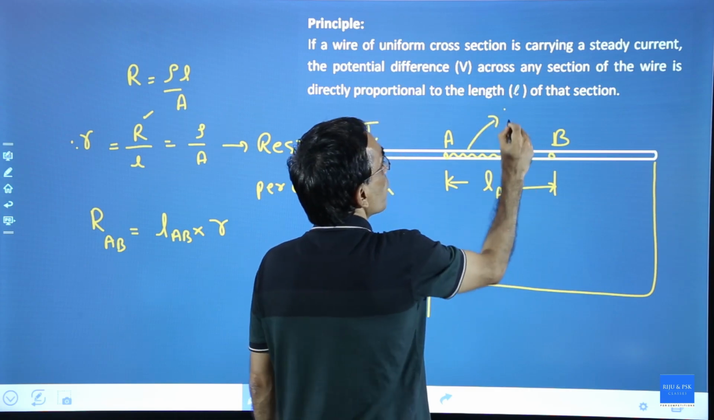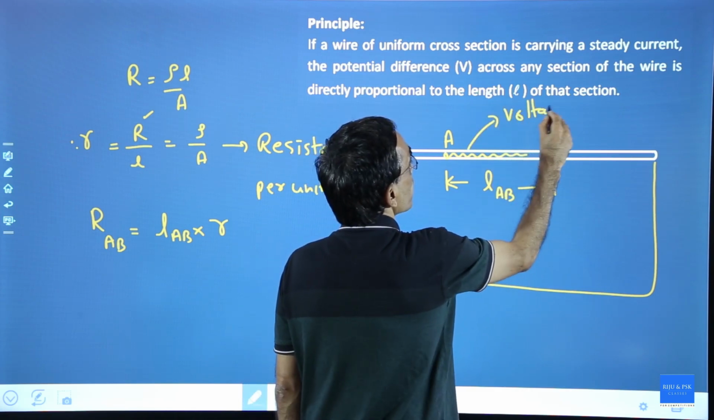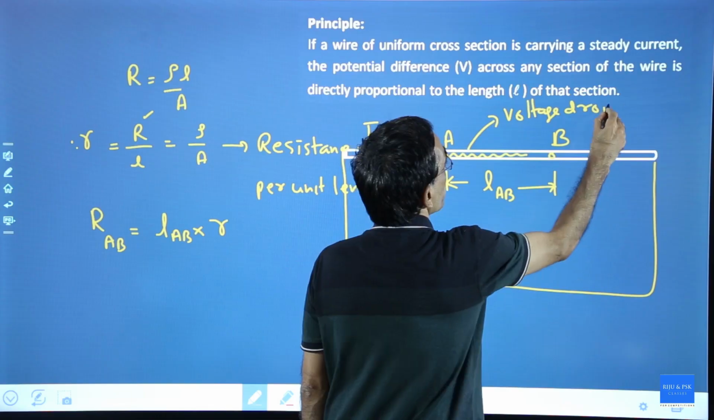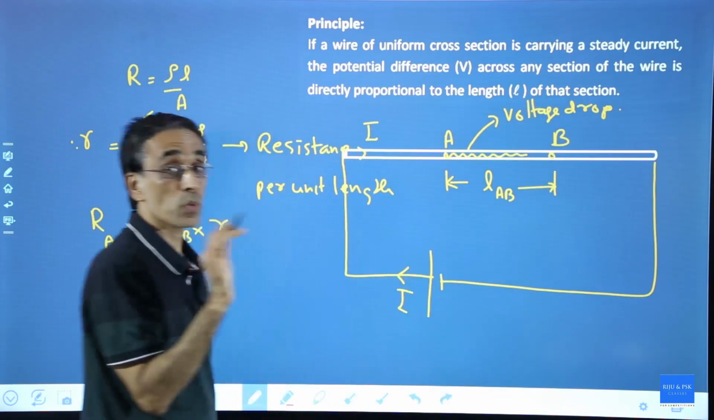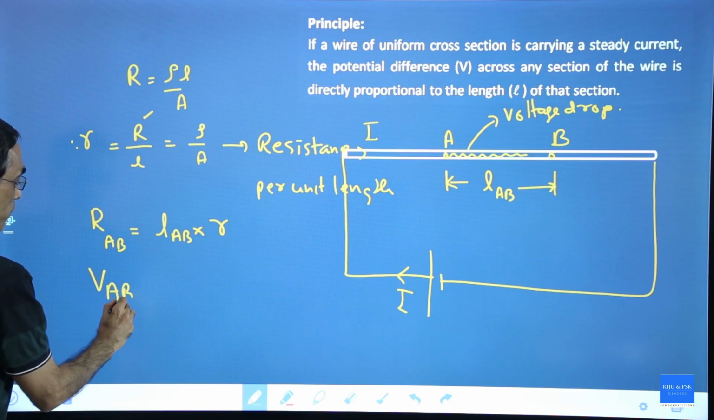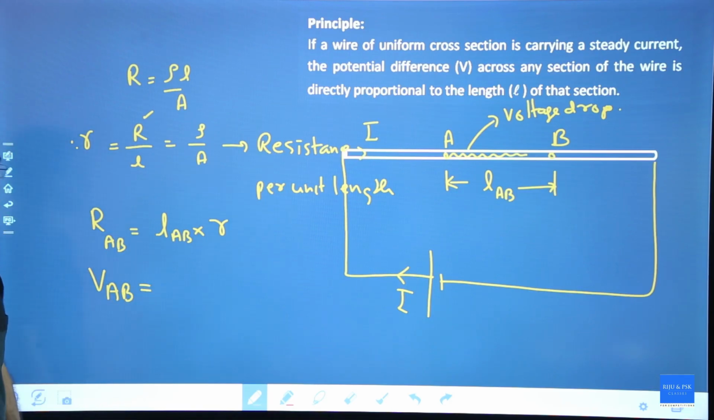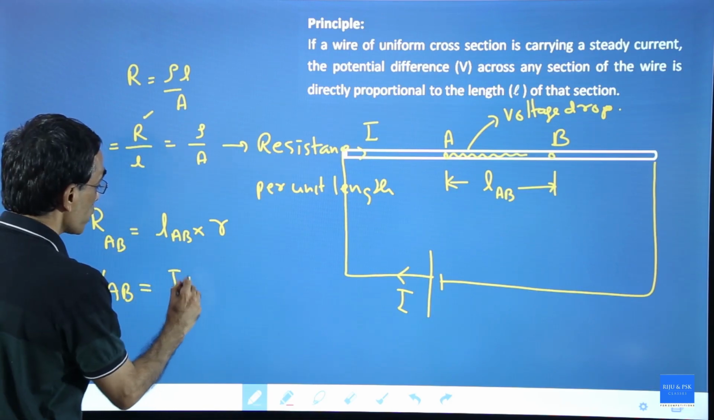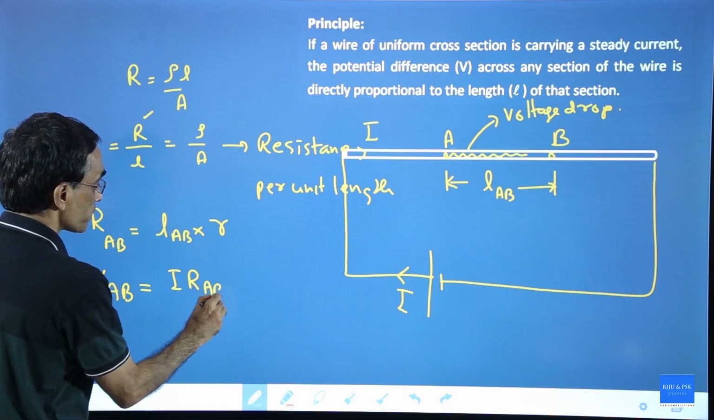So, there will be a voltage drop here. How much voltage will drop? What is the voltage drop between A and B? The potential drop between A and B is nothing but current into resistance between A and B.